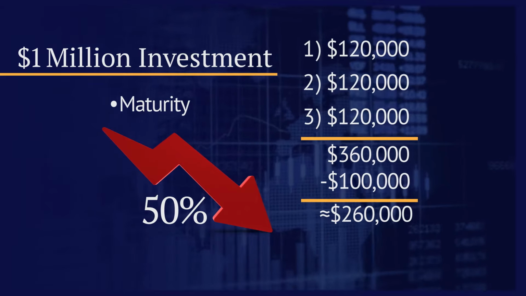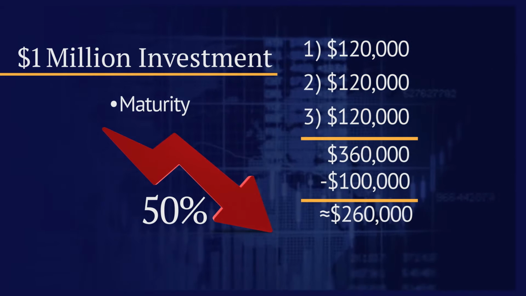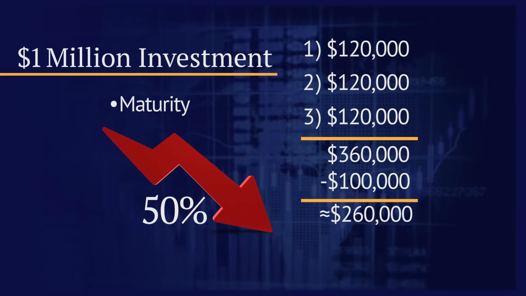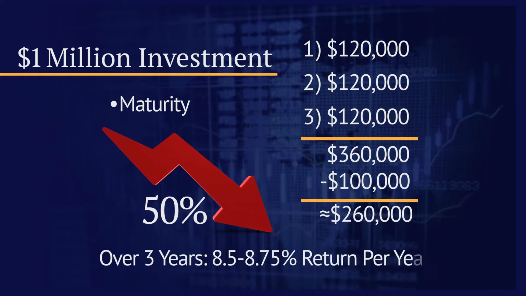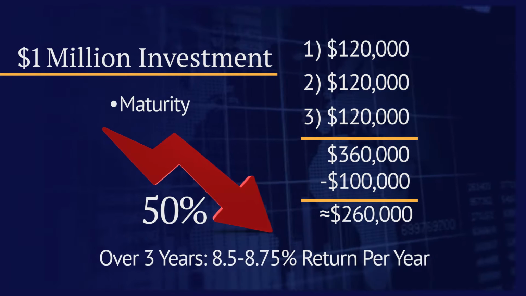And it'd be slightly lower than that because you'd probably not get the income payment on that last payment date. But just to keep it an approximate level, around $260,000. Over 3 years, that's around an 8.5% to 8.75% return per year.